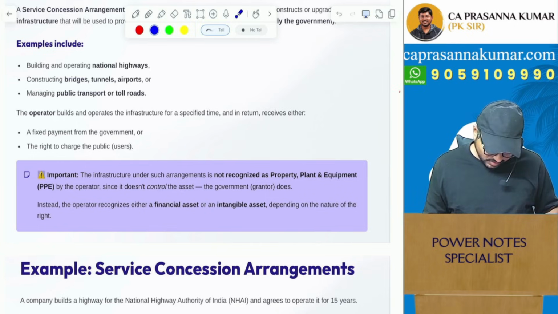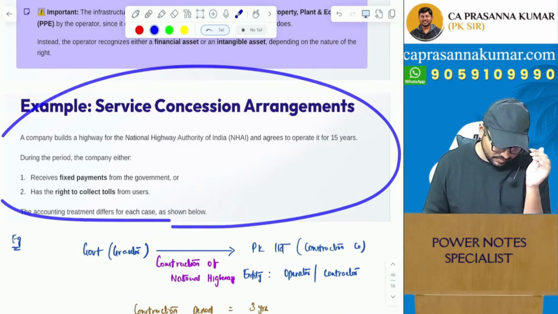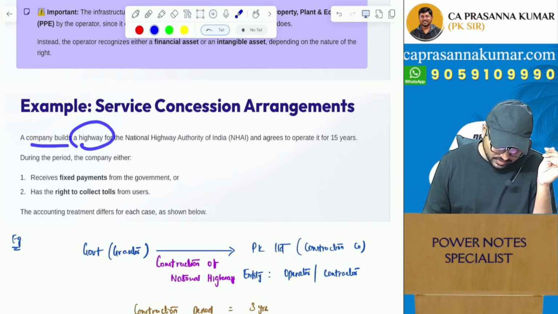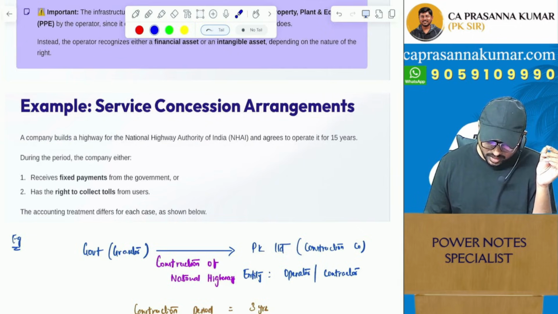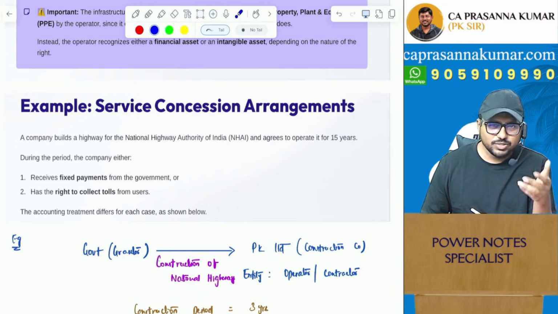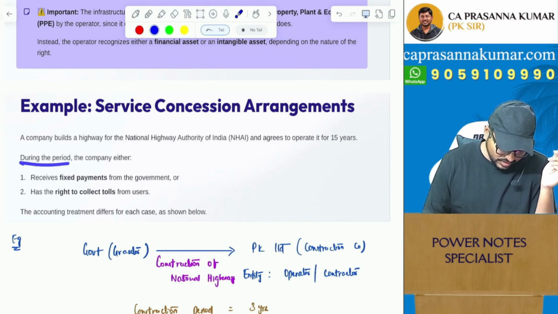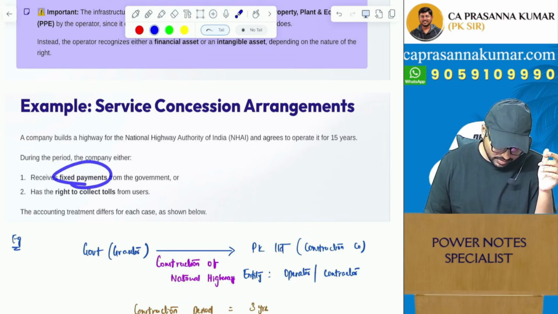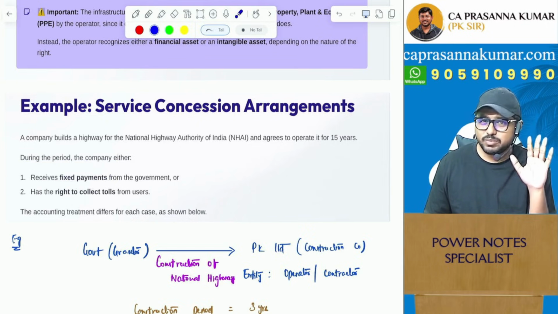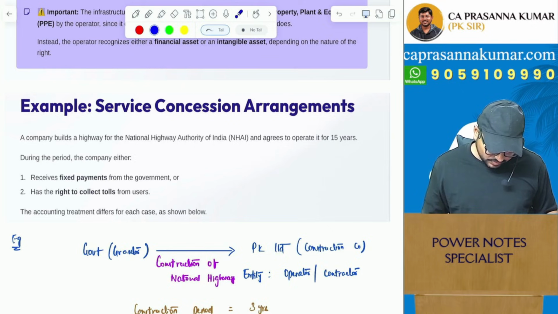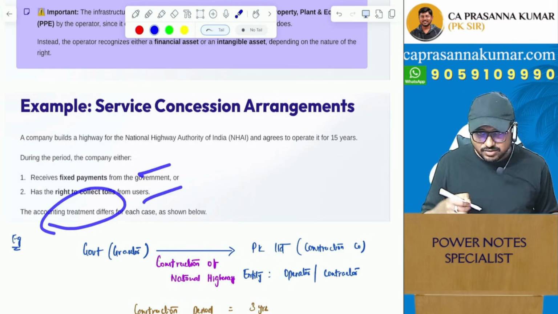I gave an example over here. An entity builds a highway for the National Highway Authority of India and agrees to operate it for 15 years. So it means you need to maintain it as well. During that period, the company can either get a fixed payment from the government or the right to collect tolls. Mostly it will be the right to collect tolls. Accounting treatment differs in each case. That we're going to see right now.